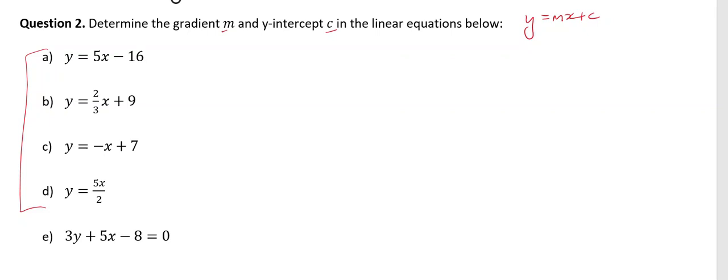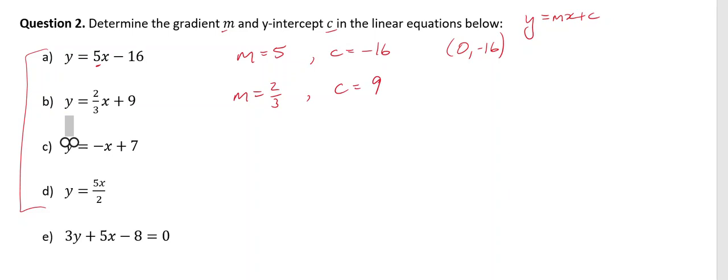So the first one's pretty easy. Your m, your gradient, is just 5. It's the x coefficient, so the number in front of your x. And the c is negative 16. Now, sometimes we might write that one as the coordinate, but if you just say it's negative 16, that's fine for this. Okay, so for the second one, our m, our gradient is 2 over 3, and our c is positive 9.